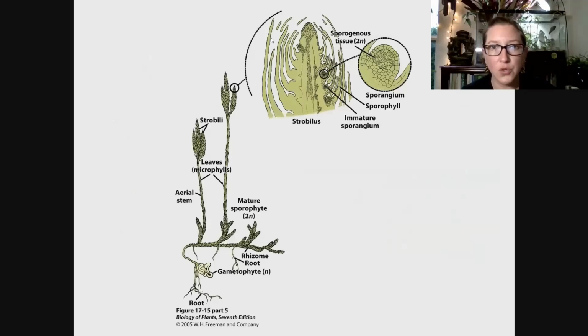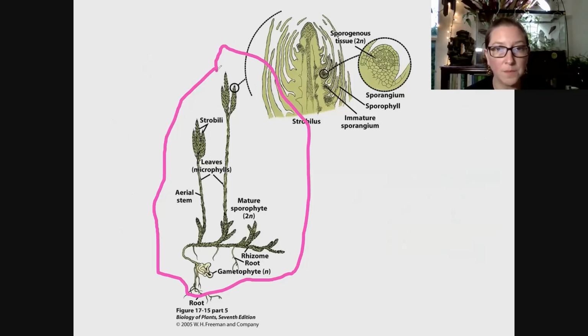So let's see, what color should I use? I'll use pink. So here you go. This right here, this whole thing is a sporophyte plant. Lycopodium sporophyte plant, 2N. See? Mature sporophyte, 2N. Which is the dominant generation in Lycopodium and all vascular plants.